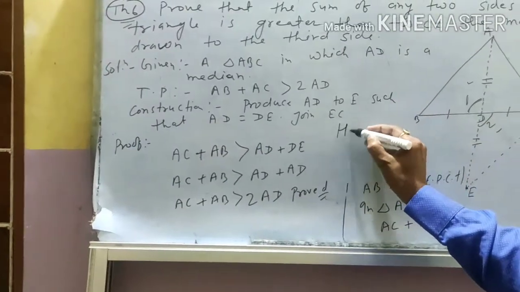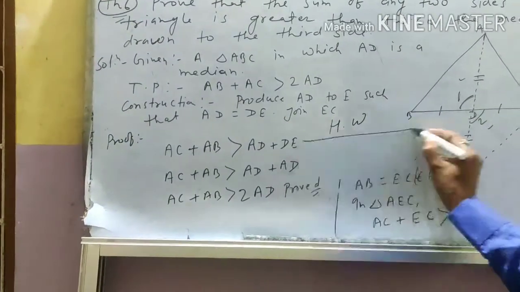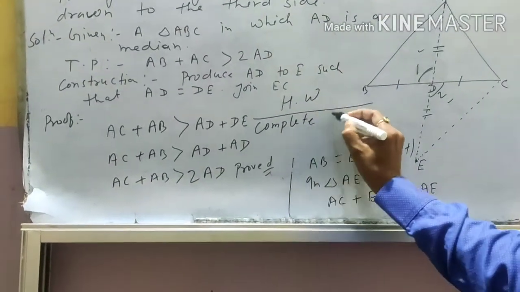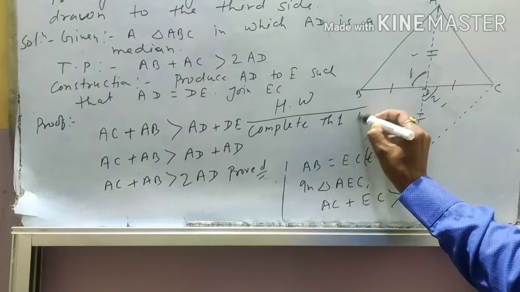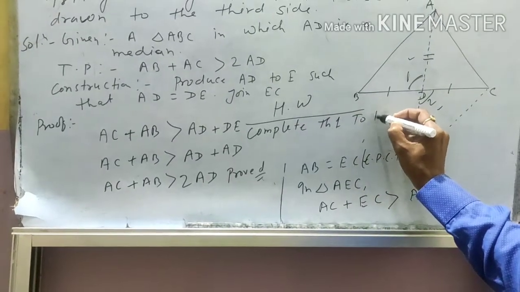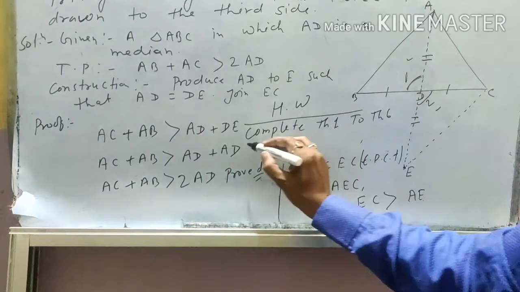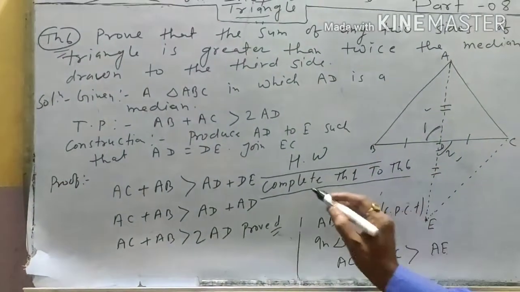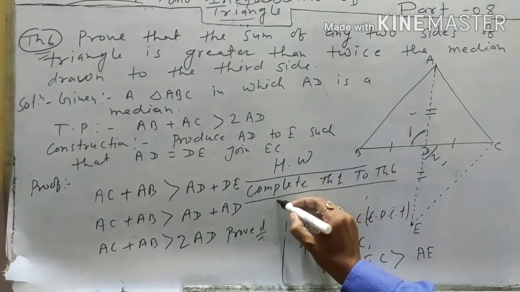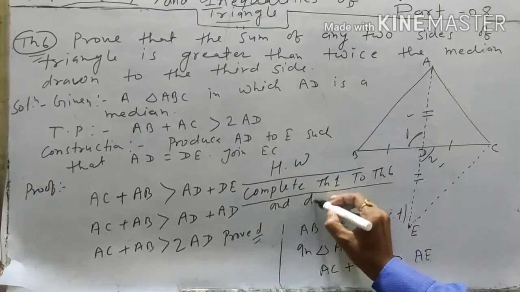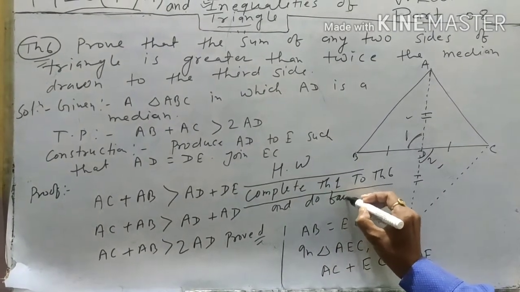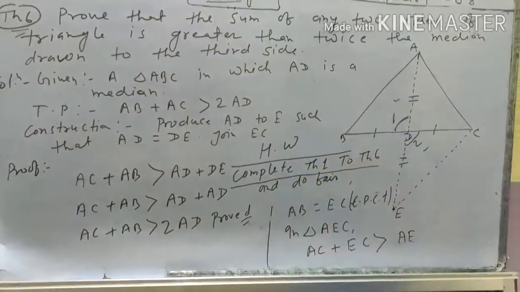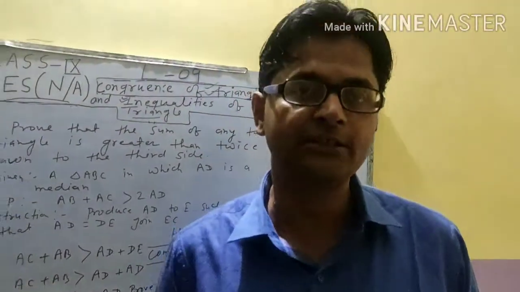Today's homework is to complete theorem 1 to theorem 6. Okay student, complete theorem 1 to theorem 6 and do fair. If you have any doubt, if you have any query, ask the question.